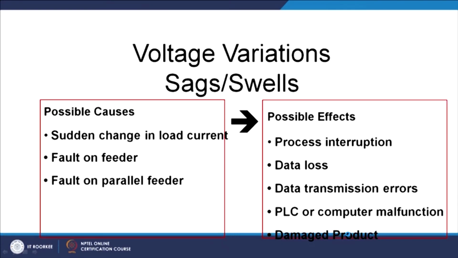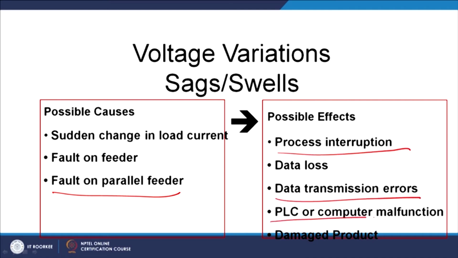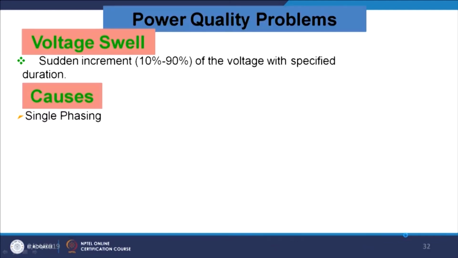Possible causes of the sag are a sudden change in the load current, a fault in the feeder, or a fault on the parallel feeder. Possible effects: process interruption, again data loss, data transmission errors, PLC and computer malfunctions, SCADA may malfunction, and damage of the product.